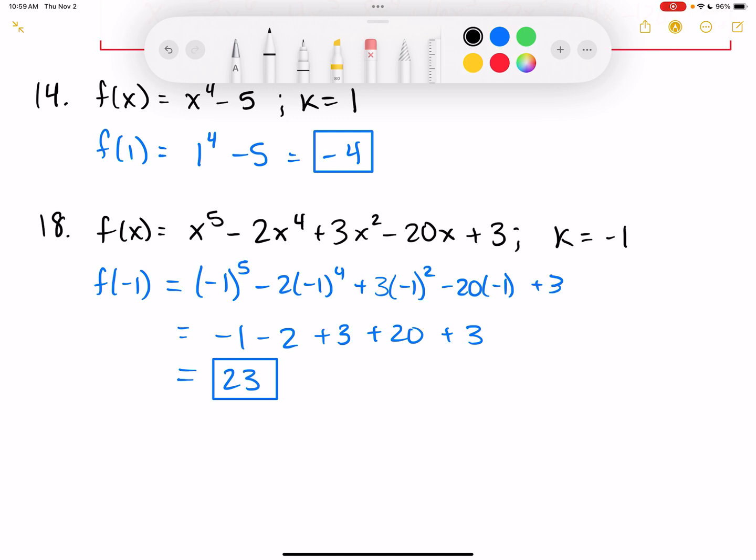All right, next ones. Use the factor theorem to determine whether the first polynomial is a factor of the second polynomial. So the first polynomial is x minus 3. Then the next one is x cubed minus x squared minus x minus 15.